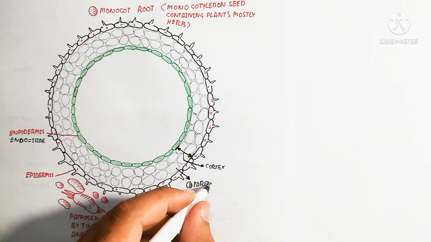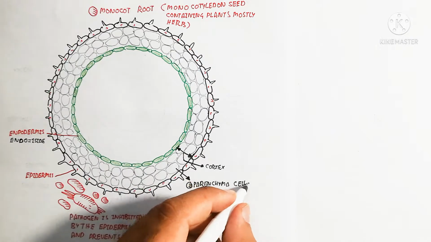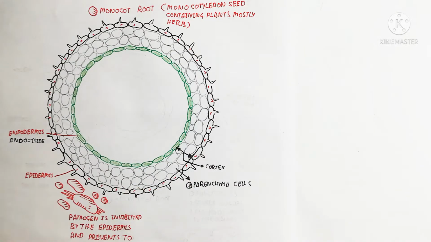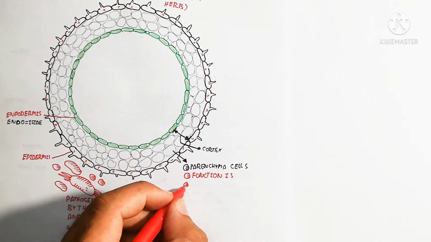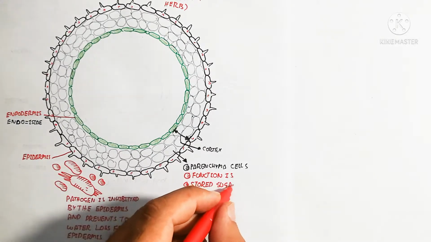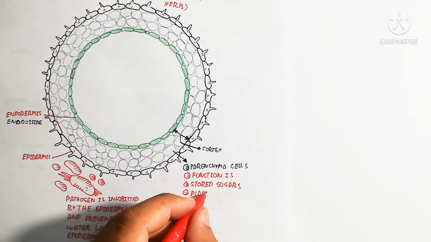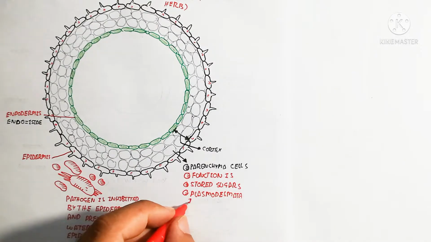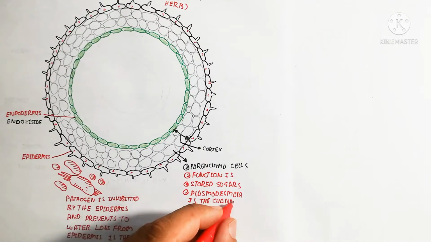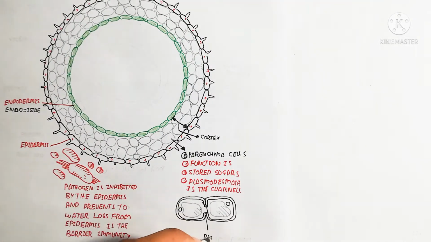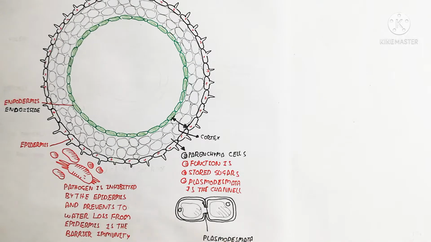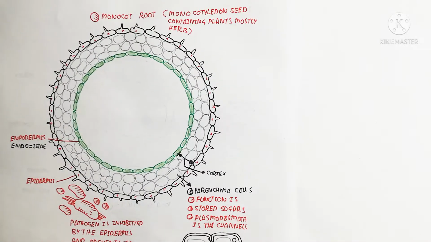This cortical cell is known as the parenchymal cell, and the function of this parenchymal cell is to store sugars, which we will see under the microscope. Plasmodesmata are present between them as channels. This plasmodesmata is used for the transportation of sugar as well as water. It is a slit-like structure known as the plasmodesmata.